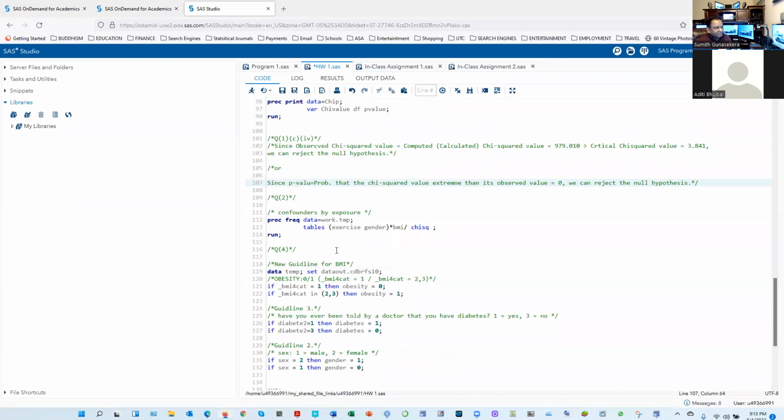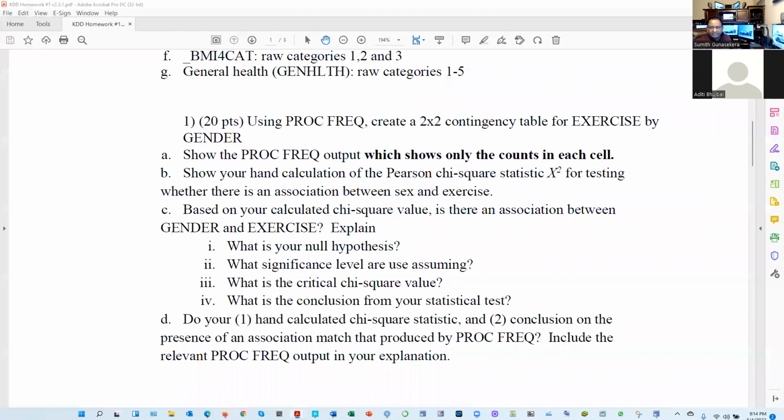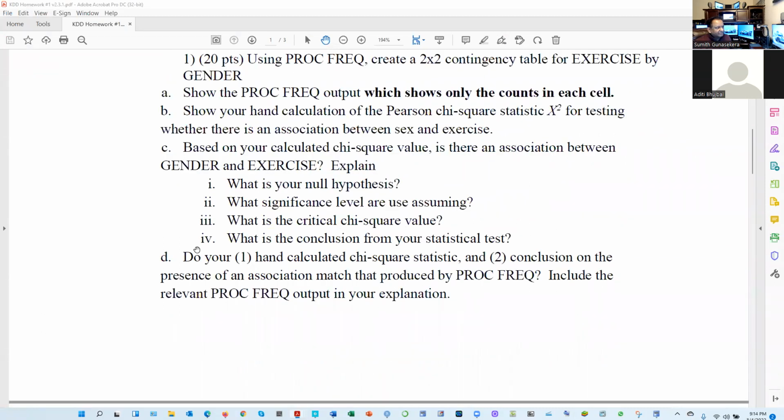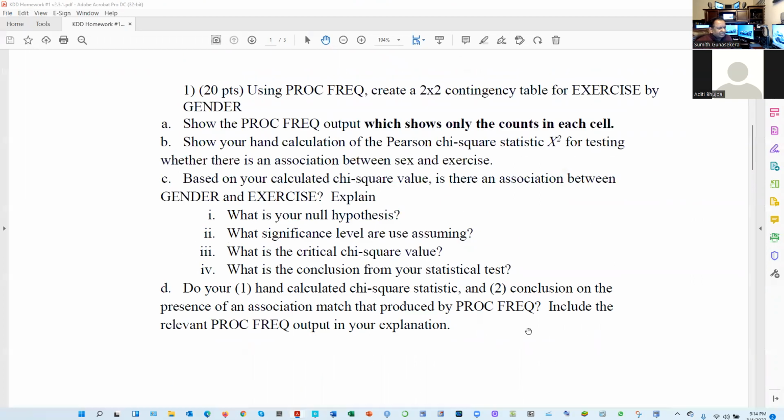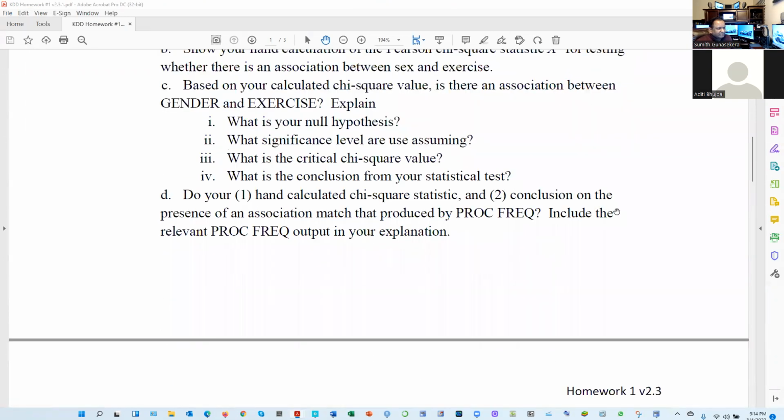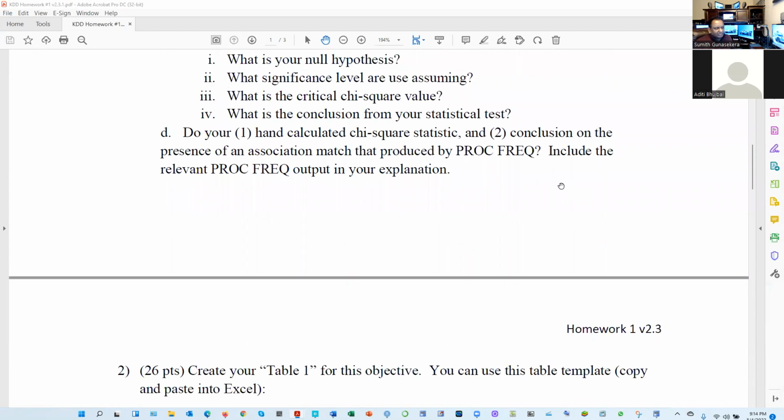So then question number 2. This systematically adds some kind of a confounder. Let's see what they say. Do a hand-calculated chi-square procedure, include the relevant procedure, and explain. Do a hand-calculated chi-square statistic and a conclusion on the presence of an SMS that is produced by this. Yes, you saw that one, hand calculated. Include the relevant procedure and frequency output in your explanation.